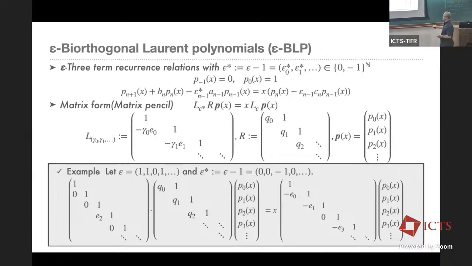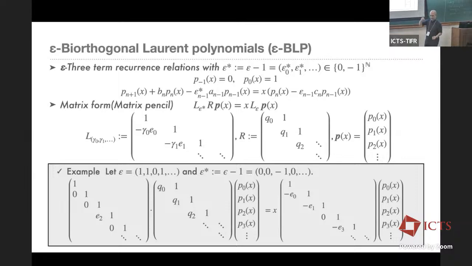So this is an example. If we start from epsilon 1, 1, 0, 1, the previous example, then epsilon star is just 0, 0, minus 1, 0. So if a non-zero value appears on one side, then a 0 should appear on the other side.